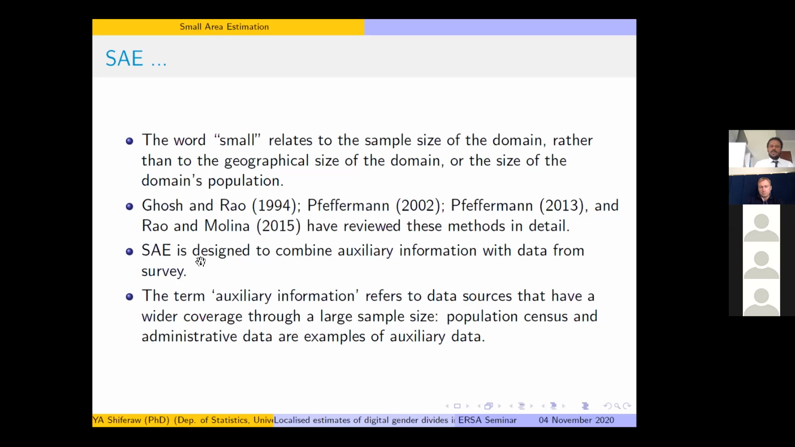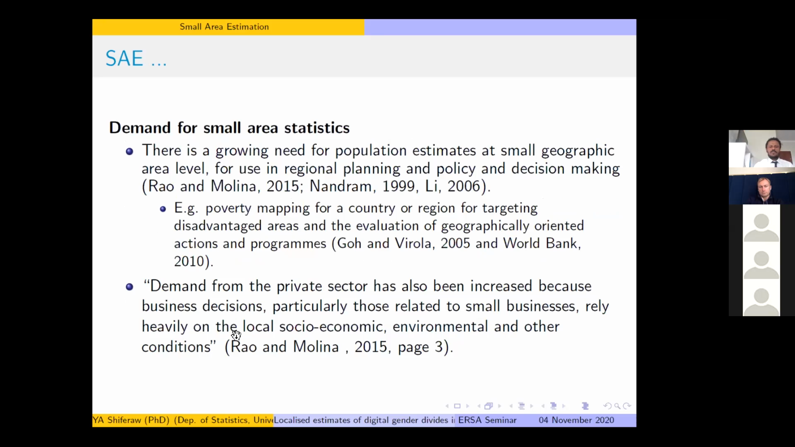So this small area estimation is designed to combine auxiliary information with data from the survey. When we say auxiliary information, this refers to data sources that have a wider coverage. In our case, I obtained auxiliary information from the 2011 census. That census has a wider coverage than the community survey.